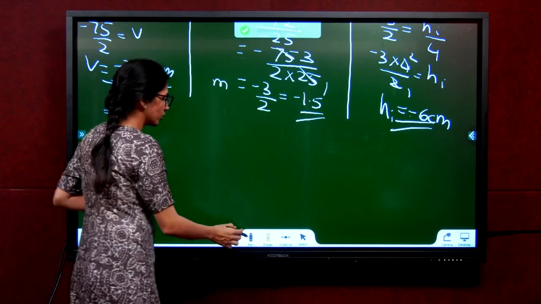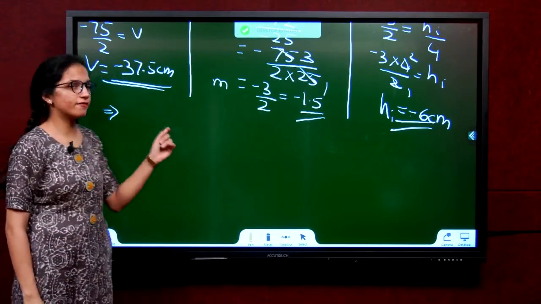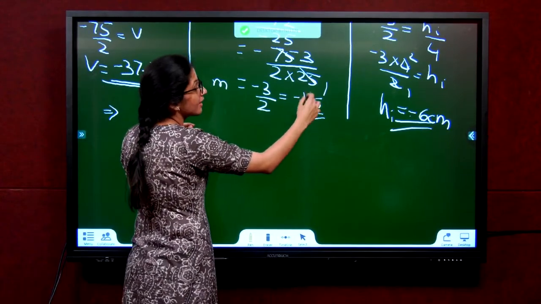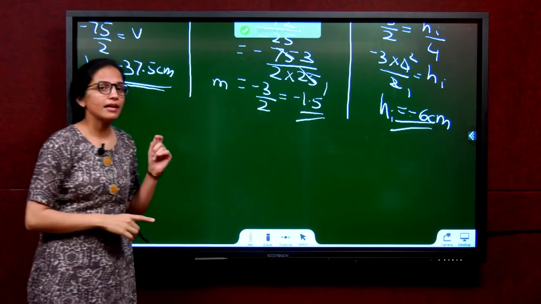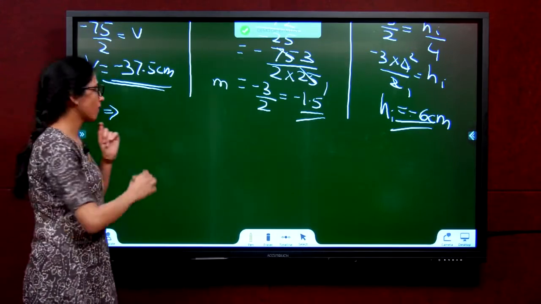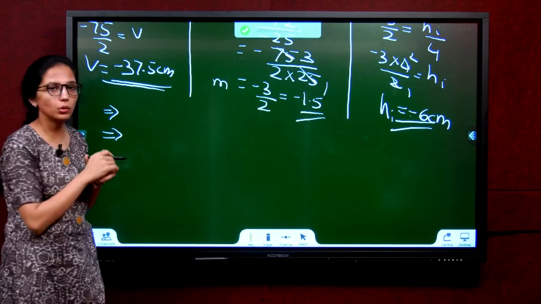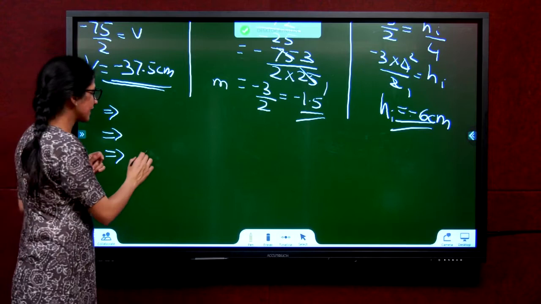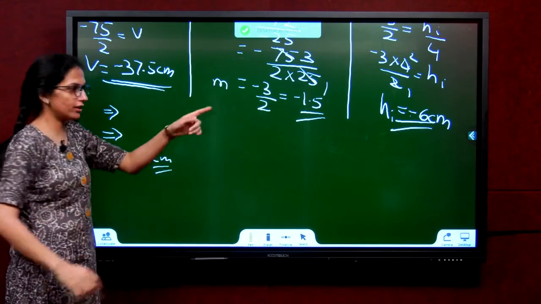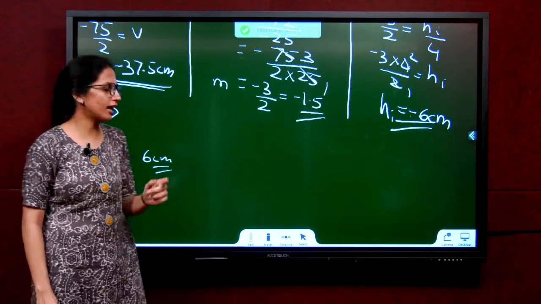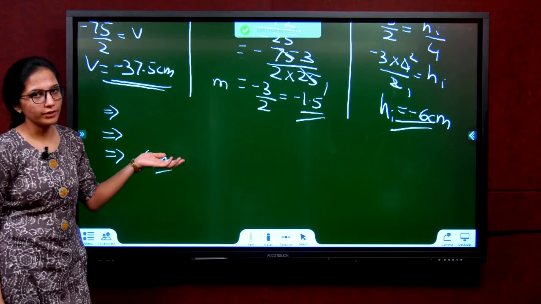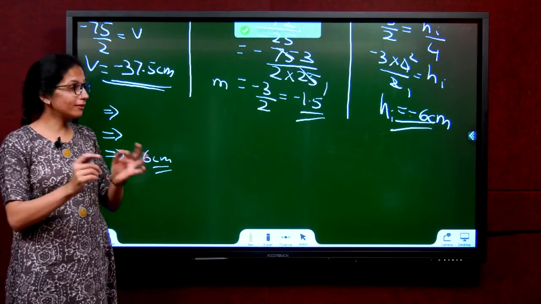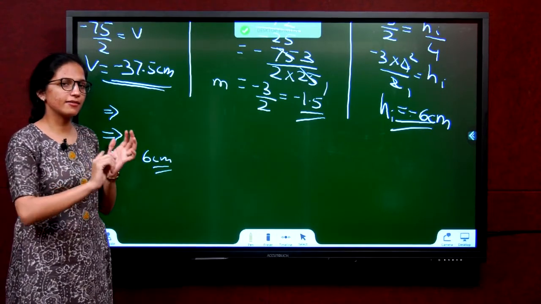Magnification, it's negative. So the nature of the image is real and inverted. And is it larger or diminished or smaller? It is larger because it's greater than 1. And it is enlarged by a factor of 1.5. Point number 2. Point number 3. The height of the image is found to be 6 centimeters. Ignore the negative sign because that just shows it's real and inverted, and we have already stated that in point 2. Okay, so I hope you got the conclusion. If you didn't, please rewind the video a little. See the words, write it down.